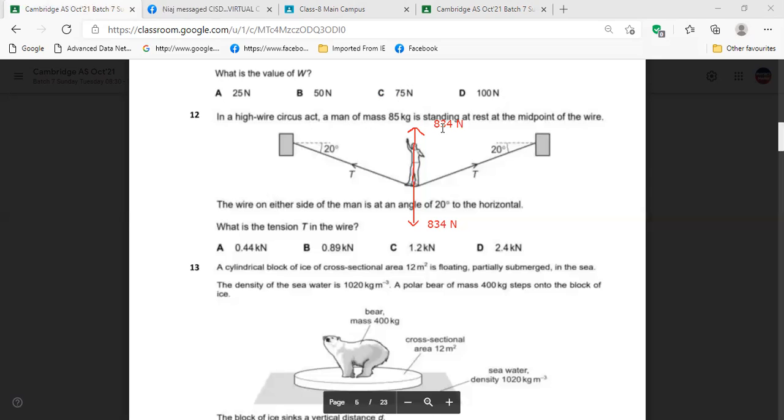Now, if you think this is a triangle, and this is another triangle, then for each of the tension forces, if you think separately, half of the 834 Newton is working. Like for the left side half, and the right side half is working. Is it clear?